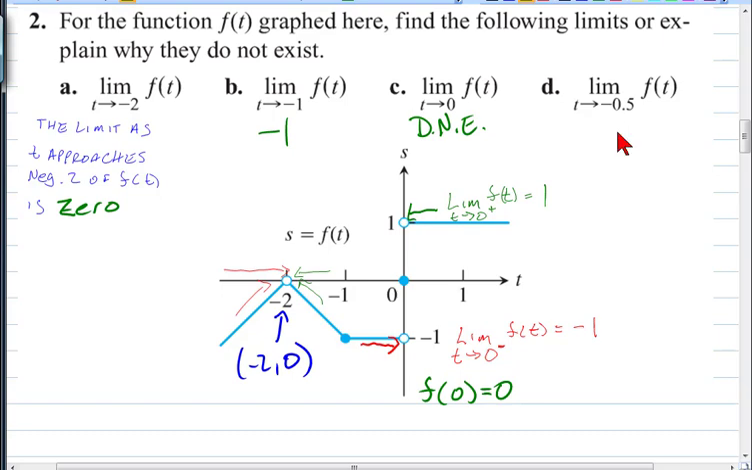All right, part D. The limit as t approaches -0.5. It's -1. Because -0.5 is actually about right there. And guess what? The function is defined at that point, and we end up with -1. Because as we approach from the left and from the right, we get the same thing. Okay? Make sense? You sure? Any questions? Do I need to explain anything again, either A, B, C, or D? Moving on.